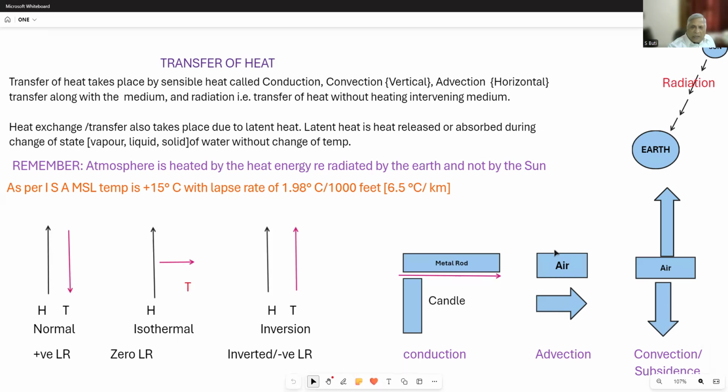Then heat can also be transferred horizontally with the medium itself. That is a parcel of air moving horizontally from one place to another and carrying along with it the heat, dust, energy, etc. And you get dust storms.